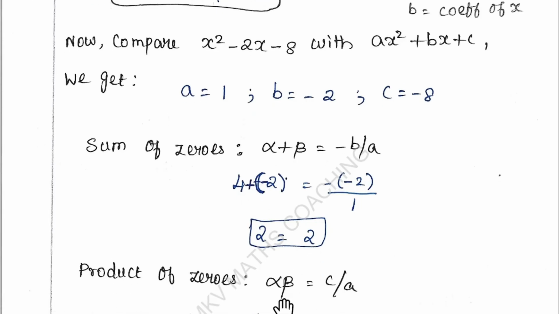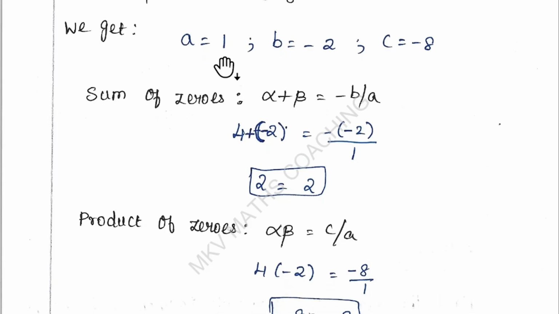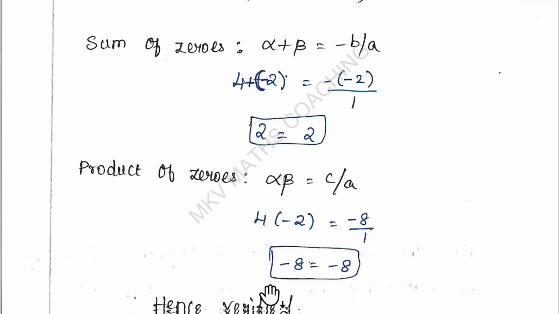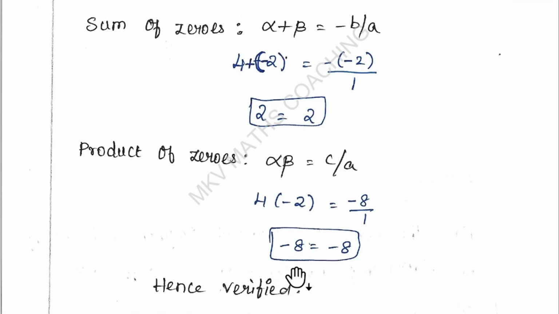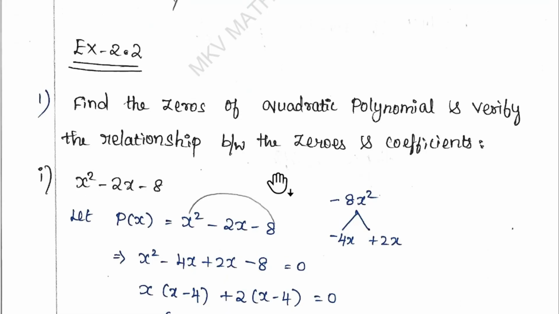Now take the product of zeros. Alpha beta equals c by a. Alpha beta is 4 into minus 2. C is minus 8. A is 1. So minus 8 by 1. So minus 8 equal to minus 8. So both are equal, right? So every value is equal. For sum of zeros 2 equal 2 and product of zeros minus 8 equal to minus 8. So if all are equal, you can say this is verified. Hence verified.